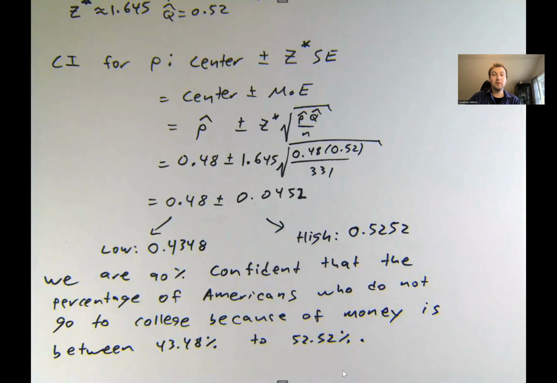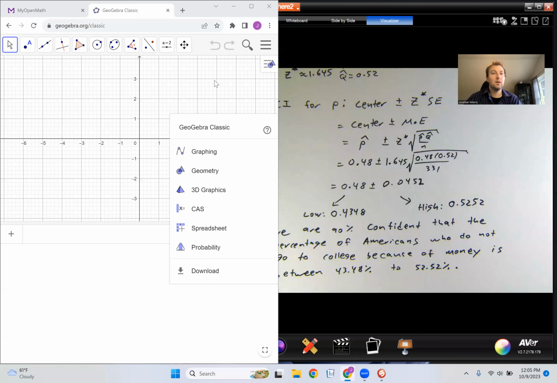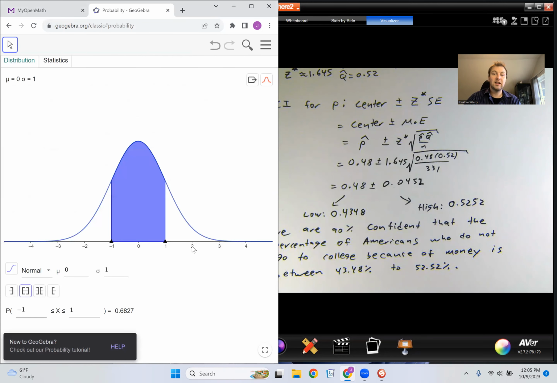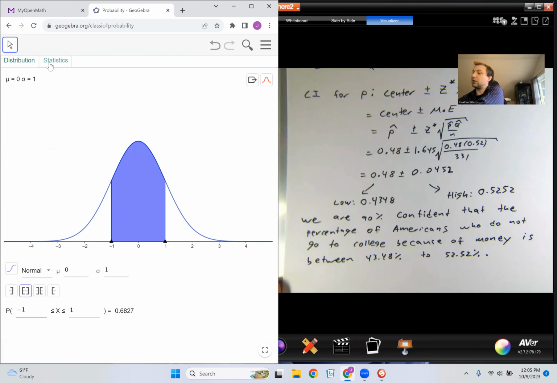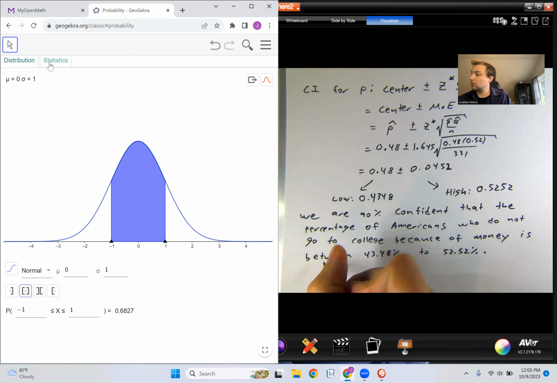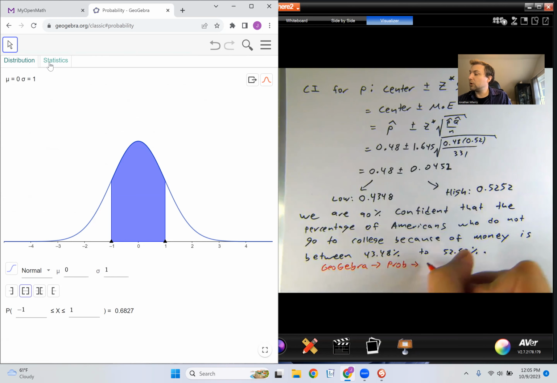And I'm going to pause this video for just a second, and I'm going to pull up GeoGebra, and I'm going to show you a way to double check your results using GeoGebra. Okay, I'm in geogebra.org/classic, and when I pull that up, it gives me this menu to the side. I'm choosing the option for probability. Inside of probability, I can go up to the top where it says statistics. So to double check my work, if I'm interested in doing so, I'm choosing probability, and then I'm going to choose the option that says statistics.